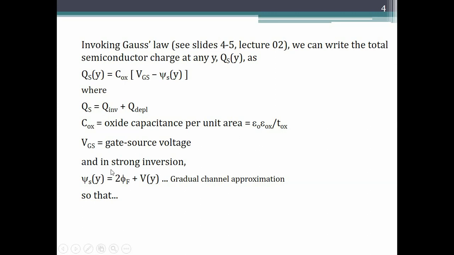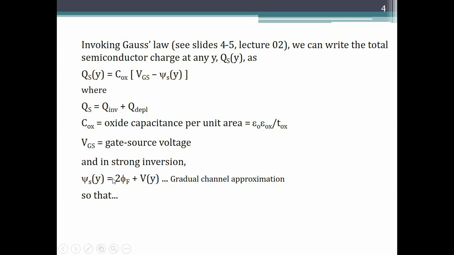Okay. This is an important equation which we will not discuss. In strong inversion, the surface potential can be written as 2 phi f plus Vy. 2 phi f, if you recall, is caused by the gate voltage. So if there is no drain voltage applied, the surface potential is 2 phi f. When a drain voltage is applied, an additional potential is caused by the drain voltage, which we represent as Vy.